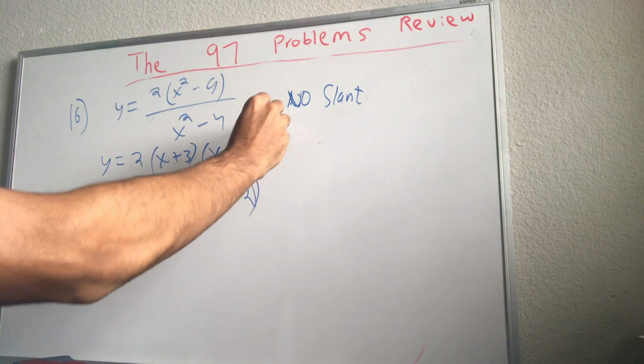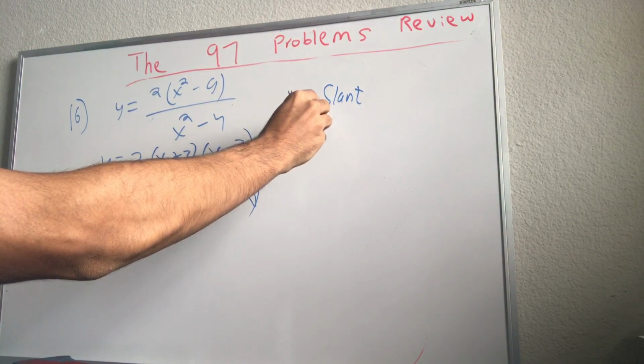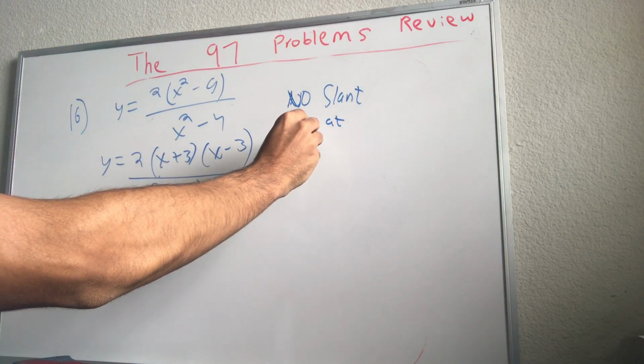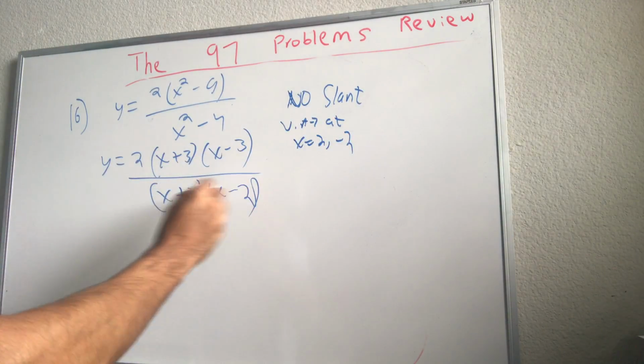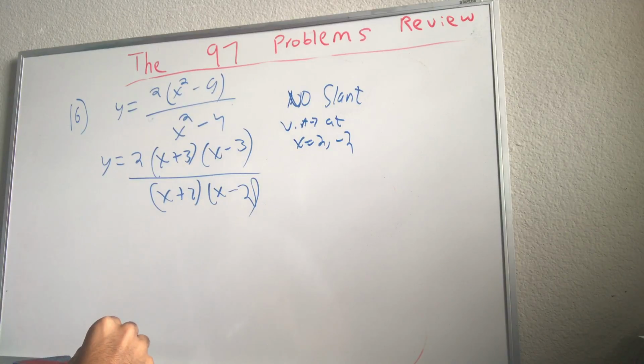And then our vertical asymptotes are at the points x is equal to 2 and negative 2, right? Because these are both distinct factors in the denominator. Setting each to 0 gives us that the vertical asymptotes are at x is equal to 2 and negative 2.